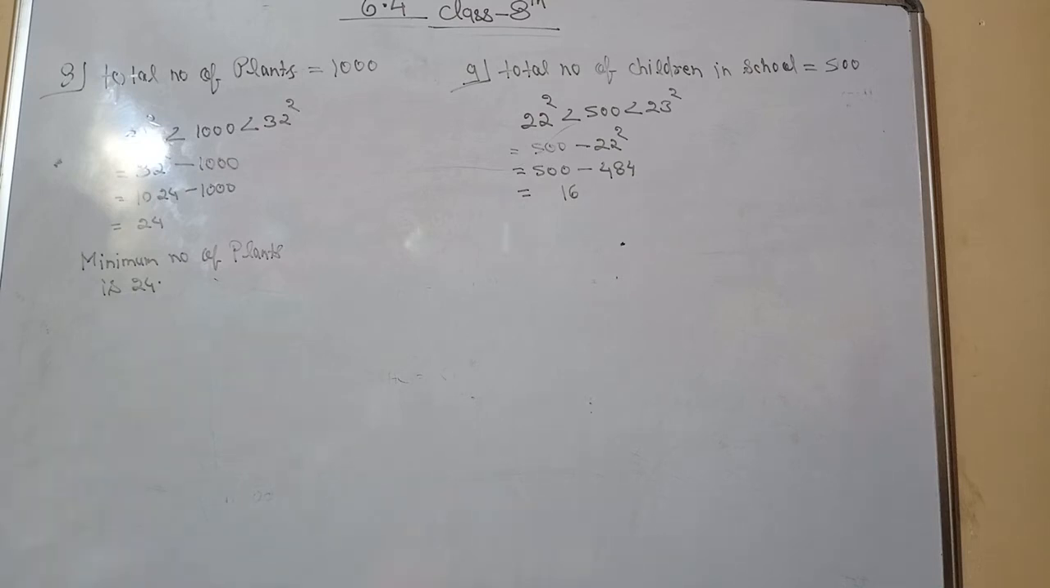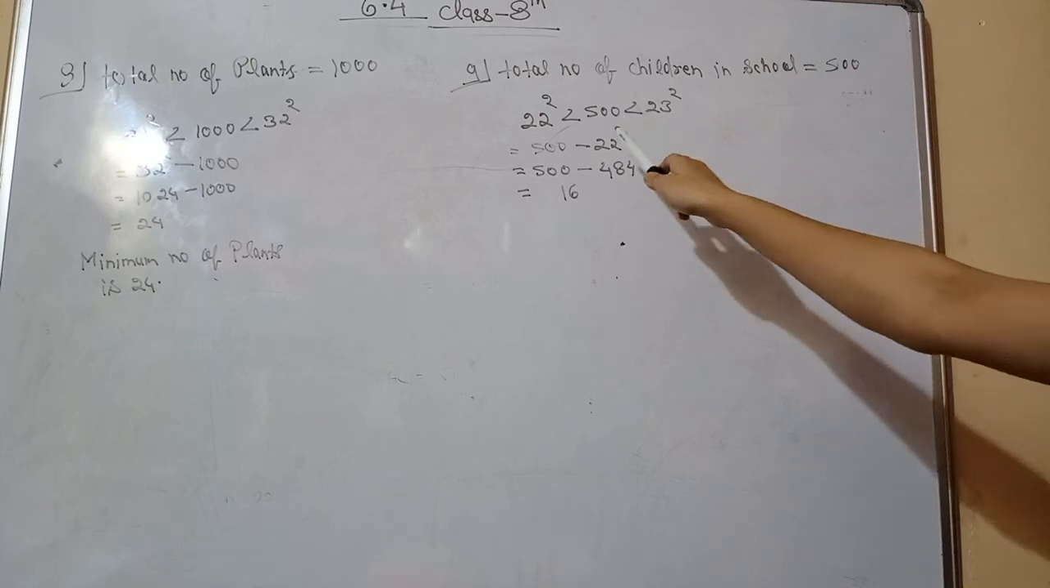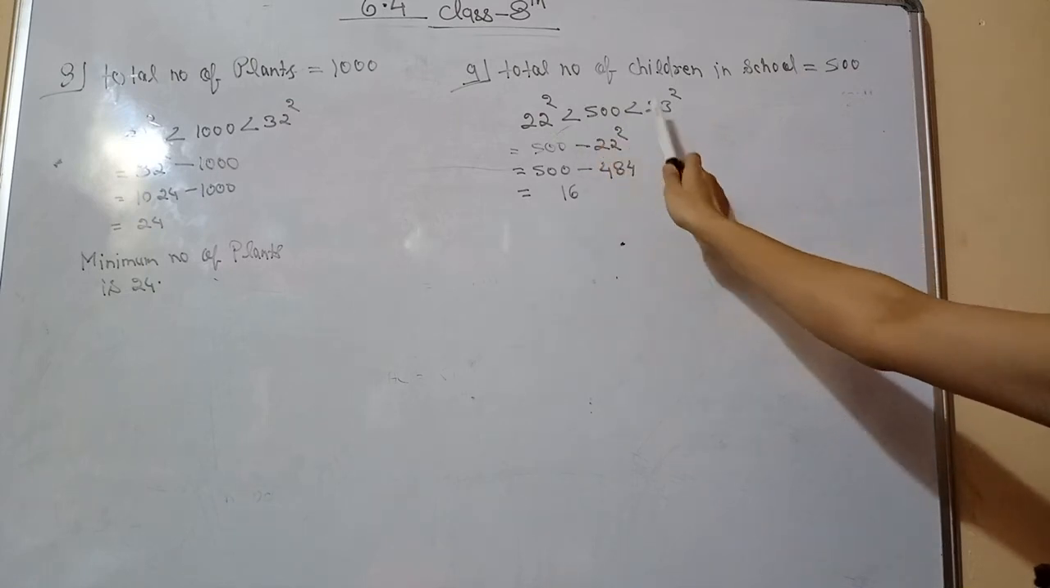Now question number 9. There are 500 children in a school. For a PT drill, they have to stand in such a manner that the number of rows and columns is equal. How many children would be left out in this arrangement? It means how many children we have to remove to make them stand in equal rows and equal columns. The total number of students given is 500, and 500 lies between the square of 22 and the square of 23.